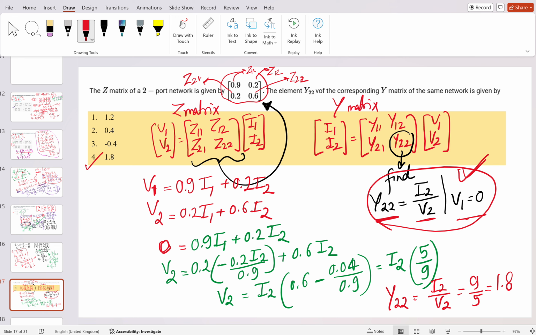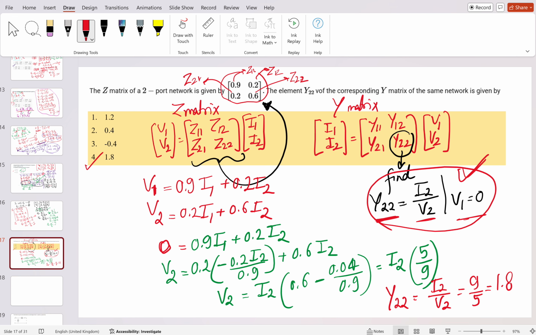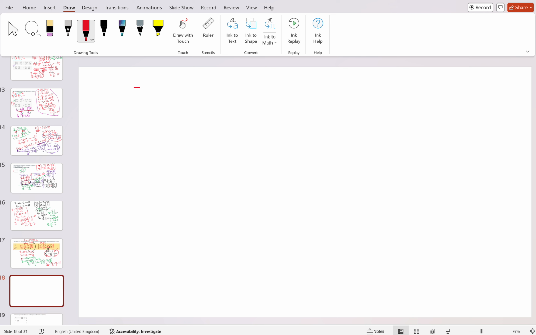Let me give you one more method to solve this kind of problem. Any doubt in this method? Okay, let me give the second method. The second method is that when you have the Z matrix and you have to find the Y matrix, generally all the time Y is equal to Z inverse. So when you have the Z matrix, try to find the inverse of that and you will get the Y matrix.